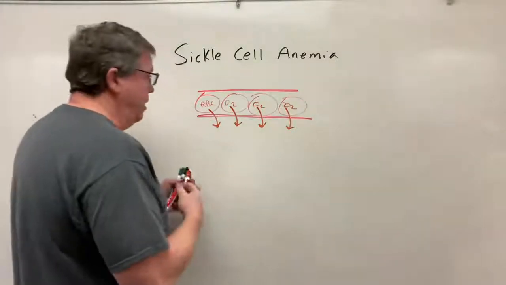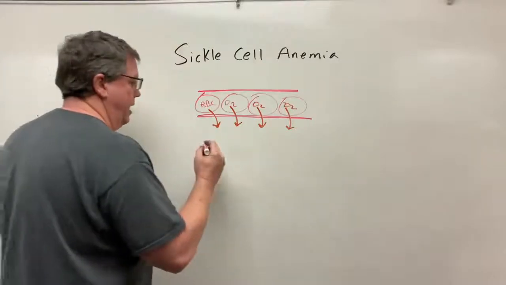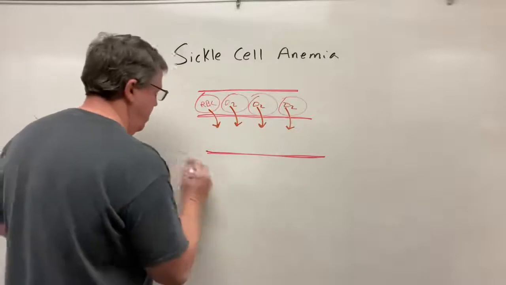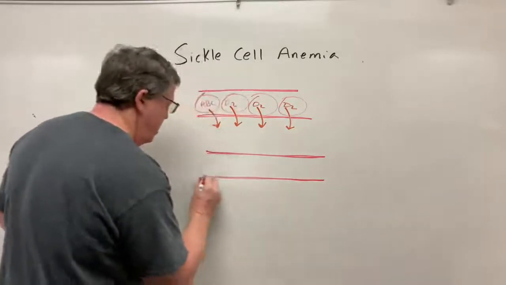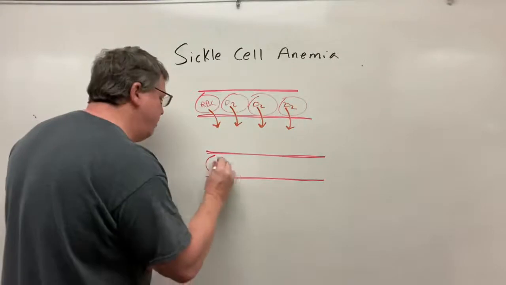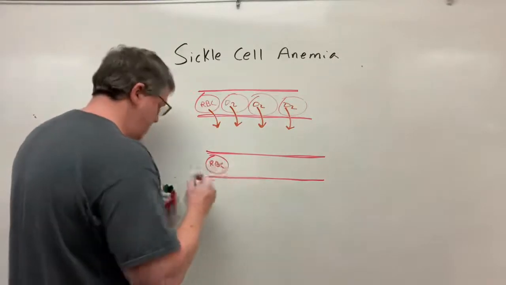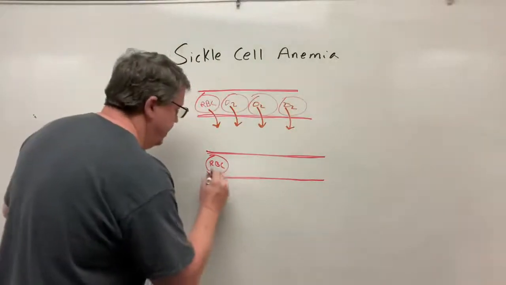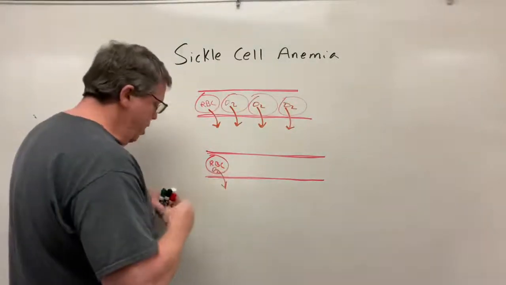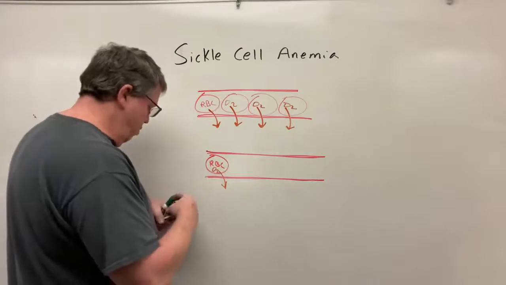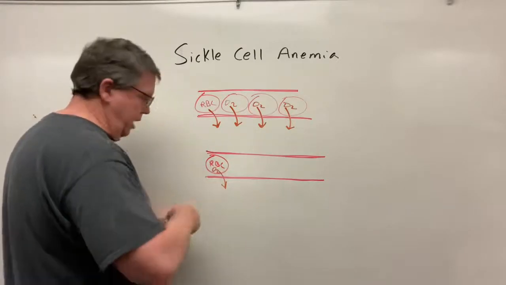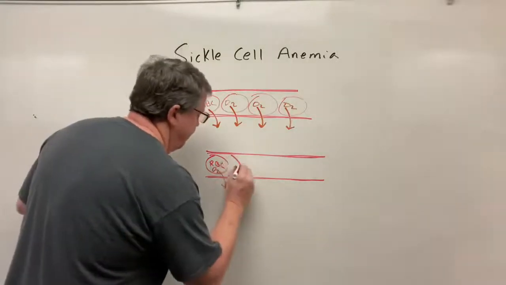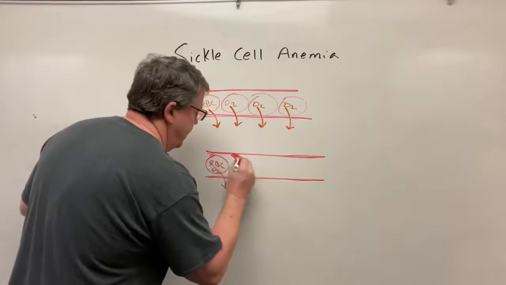Here's what's going to happen when we have sickle cell anemia. My red blood cells are going to go in, and then they're going to give up the oxygen, just like they should. There goes my oxygen. When they give up their oxygen, they will change shape and become a sickle cell shape. All right, so now they're sickle cell shaped.